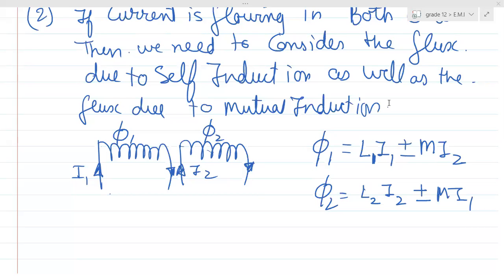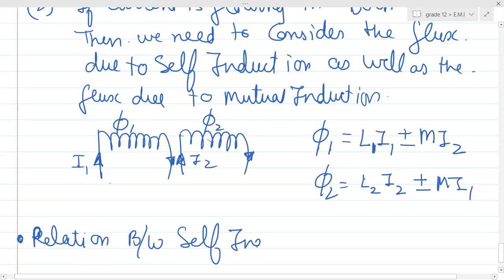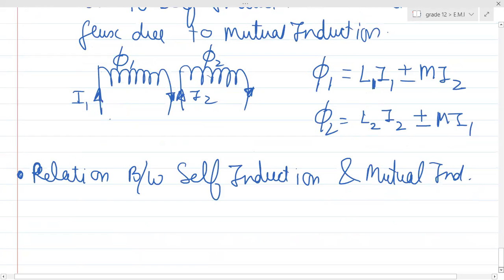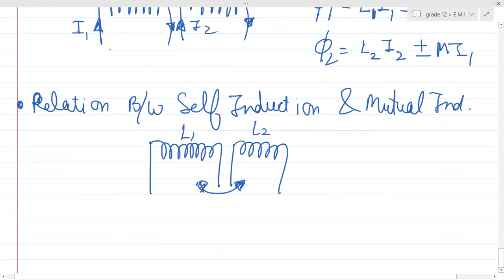Yes, sir. Check. Please write a heading, a relation between self-induction and mutual induction. Always remember, suppose I have one coil and there is another coil. The self-induction of this coil is L1 and the self-induction of the second coil is L2. Let's say the mutual induction between them is M, for both the pair of this coil is M.